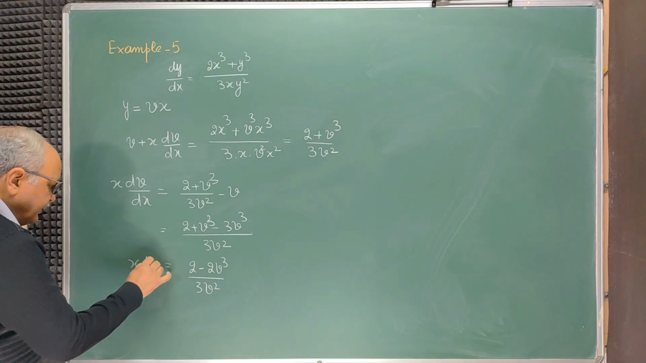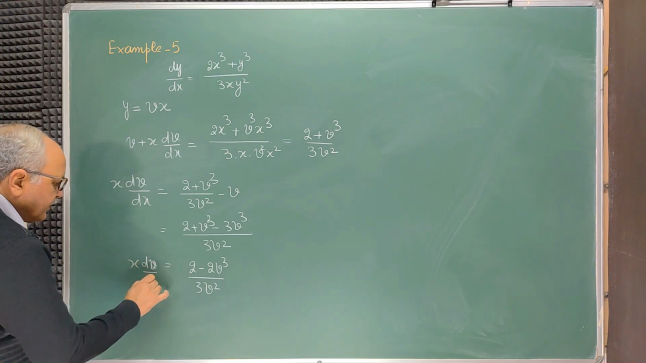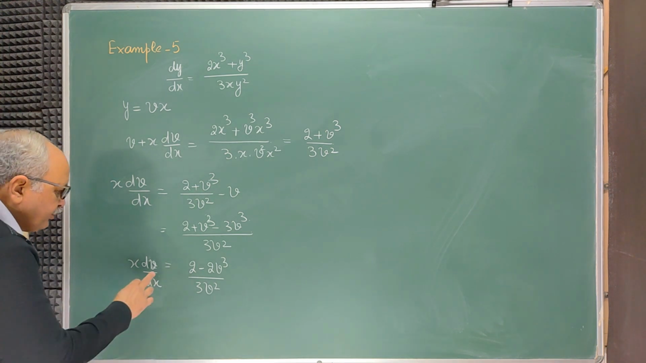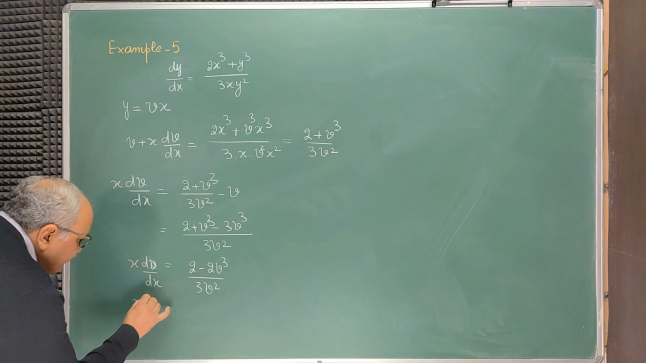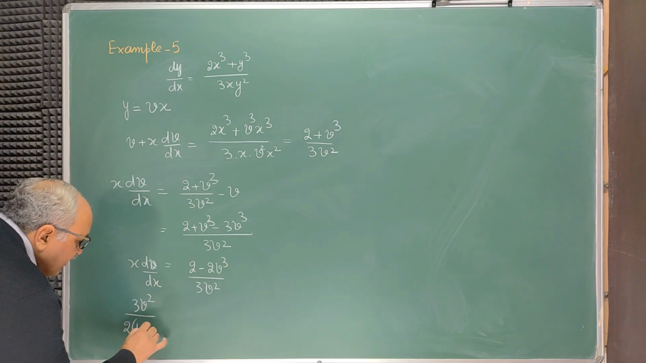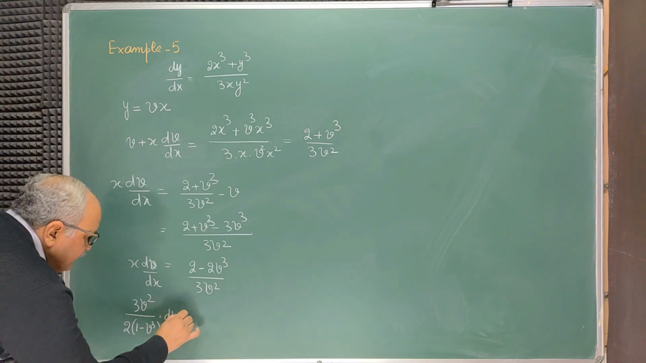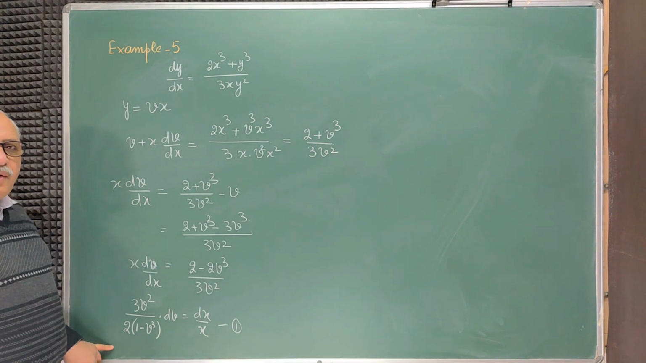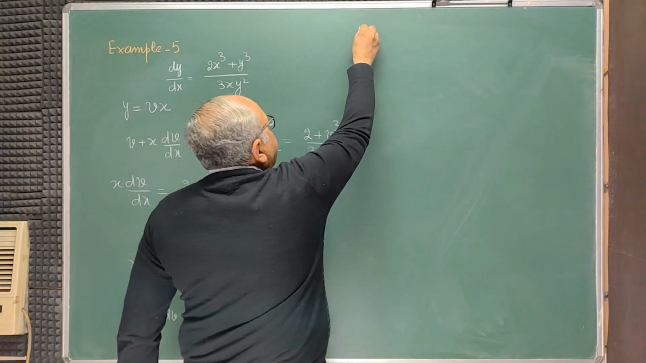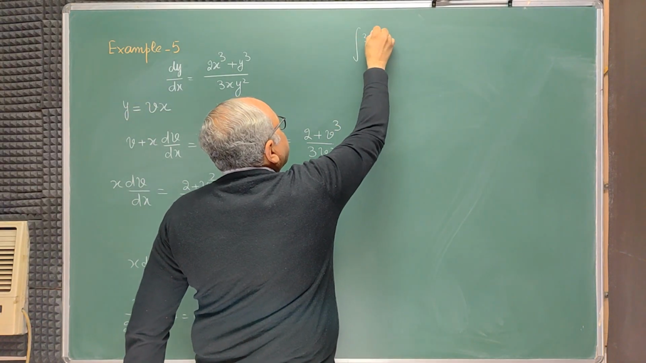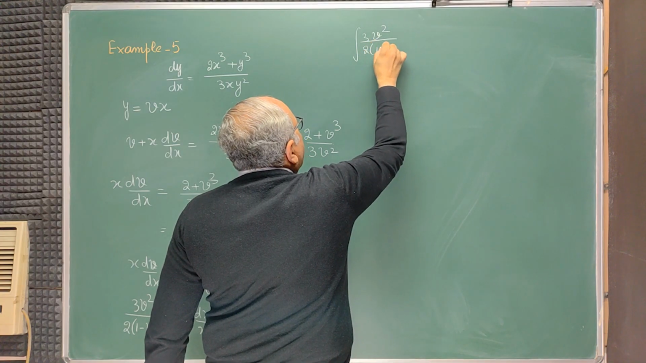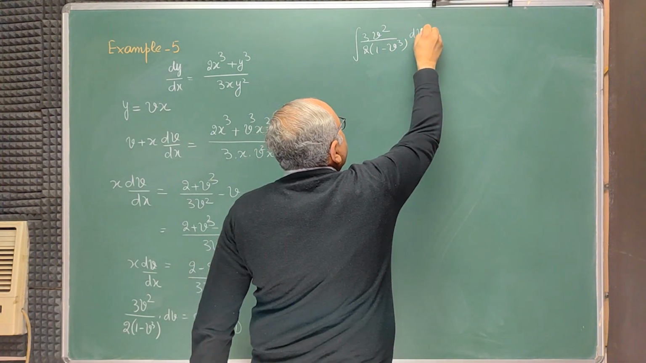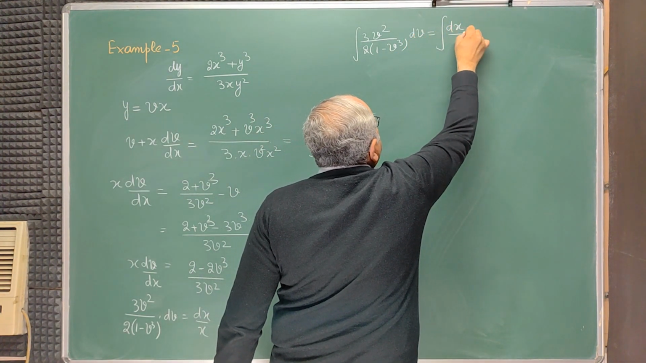So we have this equation. Now it is possible for me to separate out the variables, and if we do that, this will become 3v square divided by 2 common, 1 minus v cube dv, and this equals dx by x. So this equation now can be integrated, and if you do the integration on both sides, we have the integral of 3v square divided by 2 into 1 minus v cube dv and the integral of dx by x.